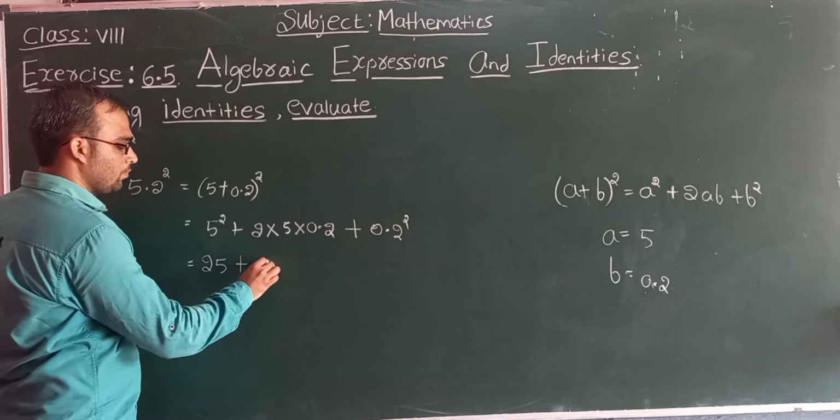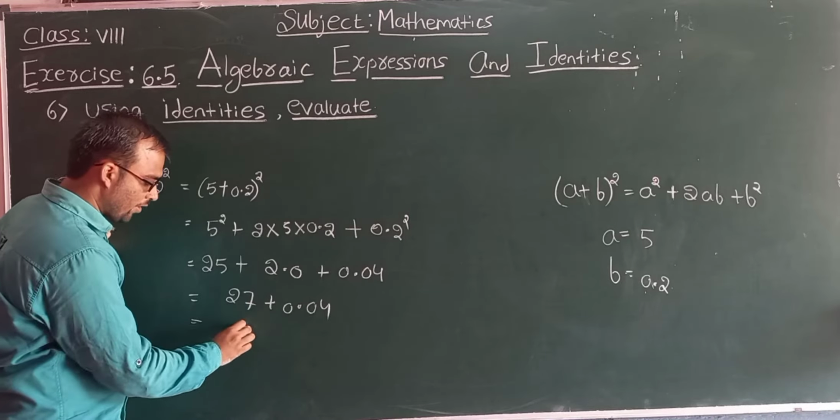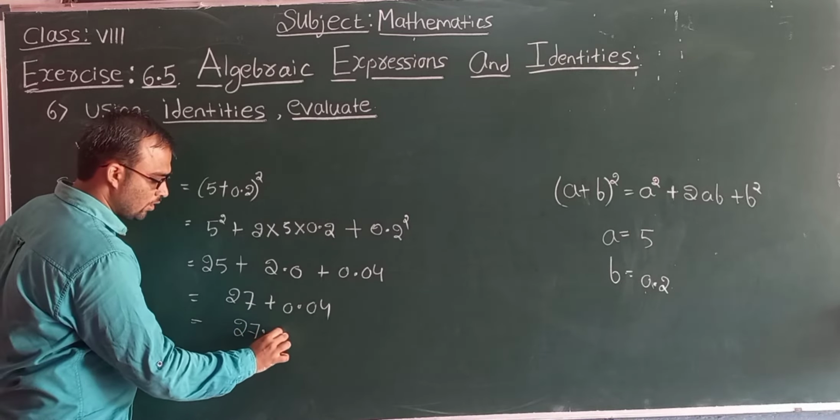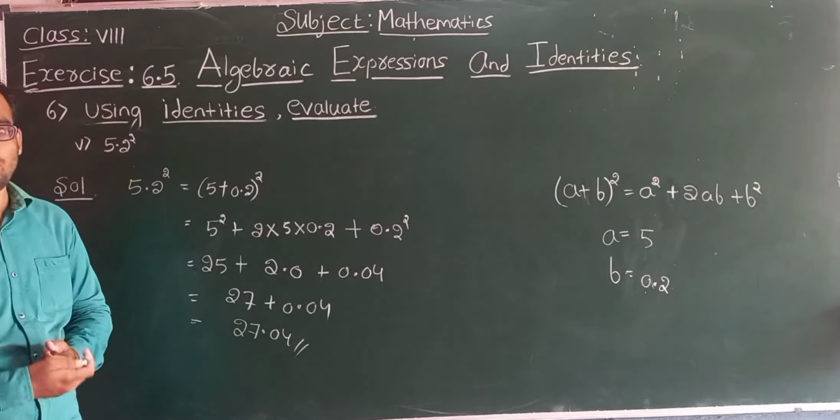Students, this 2.0 is nothing but 2 only. Then what you need to do? You need to add 2 to this 25, and next add 0.04. 25 plus 2 is 27, and plus 0.04. When you add up these two things, what are you getting? You are getting 27.04. So it is the solution of the fifth problem.